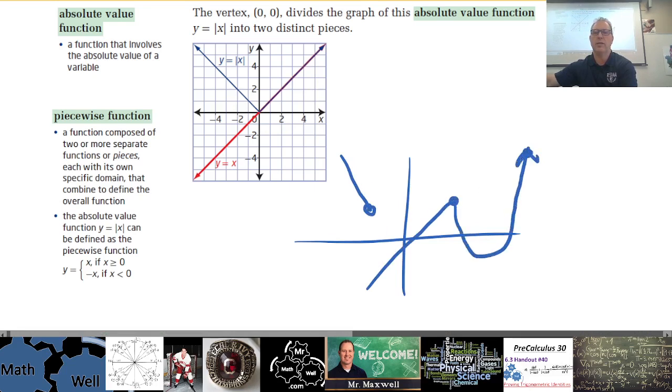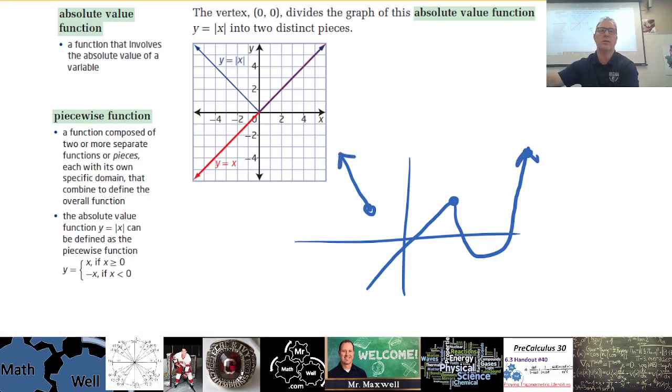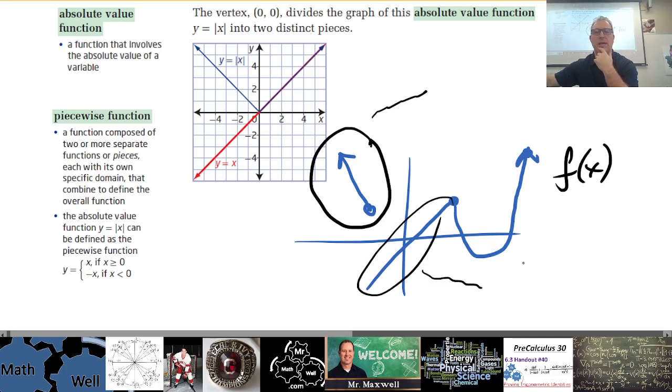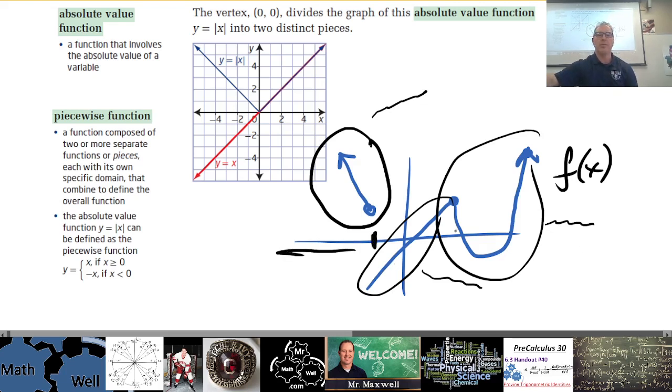As you can tell, this is a piecewise function, y equals f of x. This piece is a certain relationship, this piece has another relationship, and this piece is a parabolic relationship. You see, two lines and a parabola. And then the domain is separate. So here's the first part of the domain, here's the second part, and here's the third part of the domain.